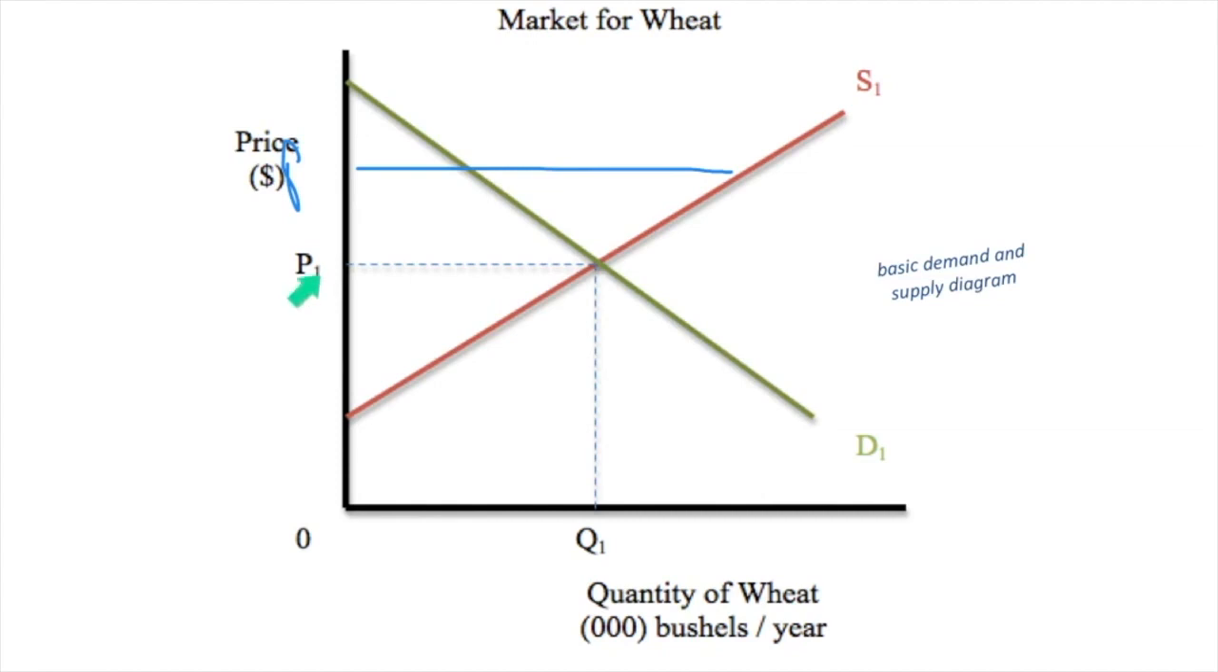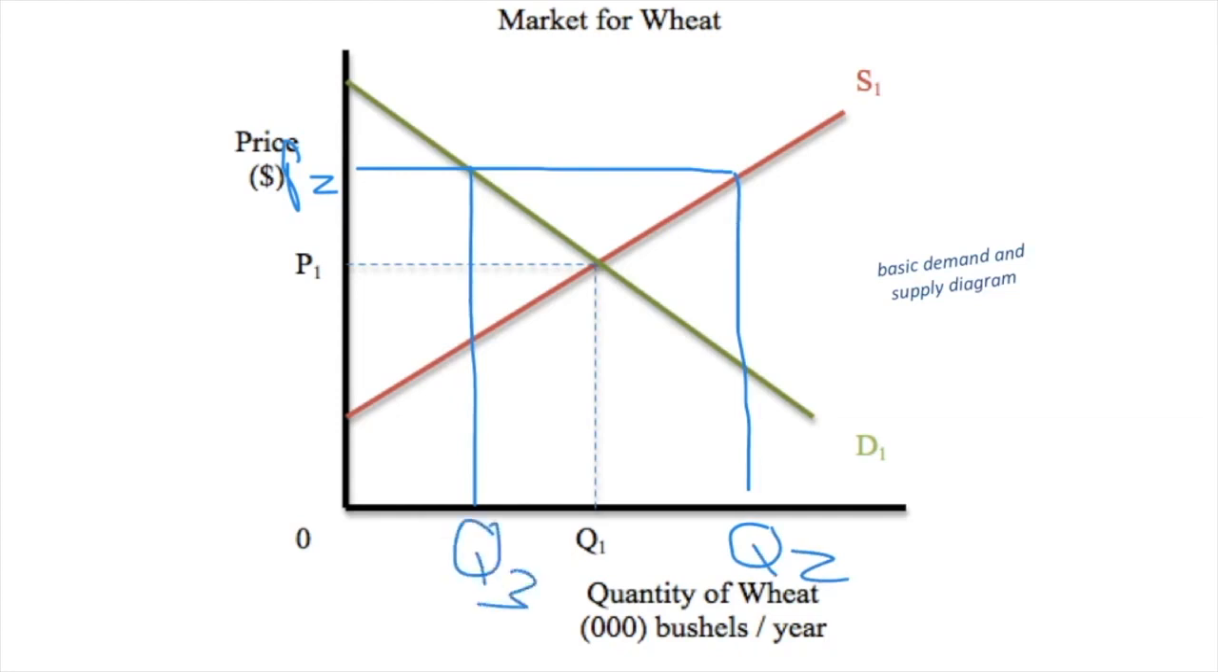So the price was P1 in the marketplace, but now the government's saying, no. This is the minimum price at P2, right? So at the P2 level, all of a sudden, the government is saying that nobody in, let's say, the United States, can sell wheat below this price. So what's going to happen? Well, some obvious things are going to happen. First of all, they're messing with the market equilibrium, right? And so we're going to have two new points here, Q2 and Q3, right?